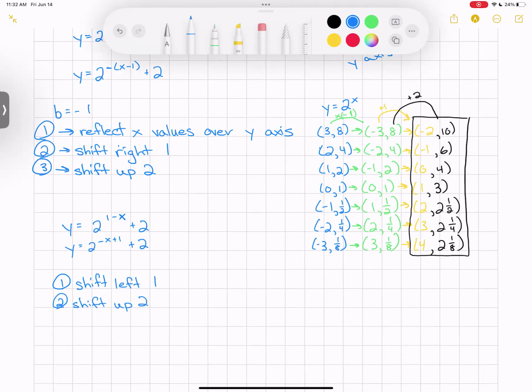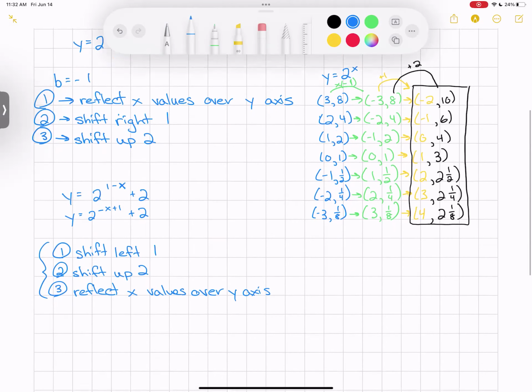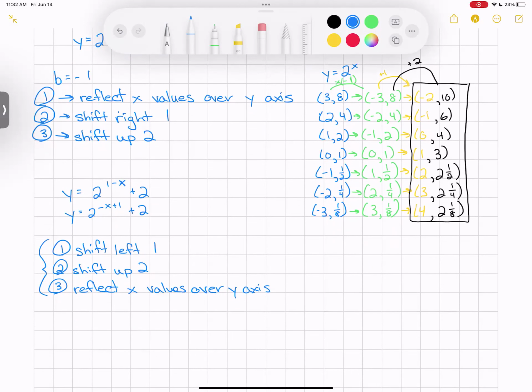And then the last thing they do is deal with the reflection. So they reflect x values over the y-axis. So if you want to do this method, just make sure you're doing it in this order, 1, 2, 3. If we follow those 3 steps, we should end up back at the same place we ended up with our answer up above. So I'm going to write out those points again and just convince myself and you that we get the same answer.